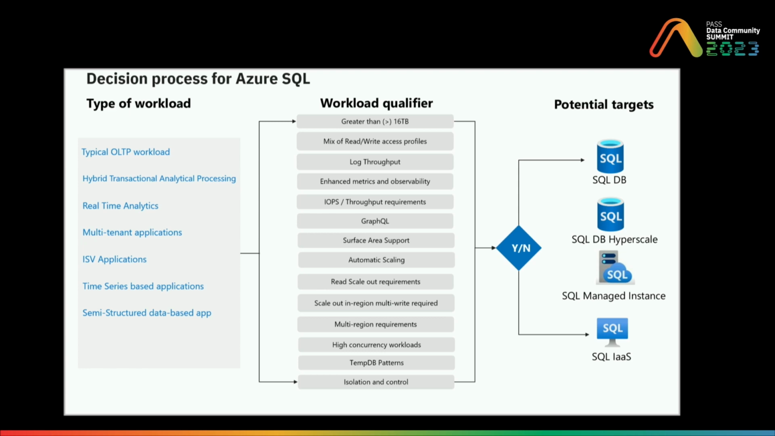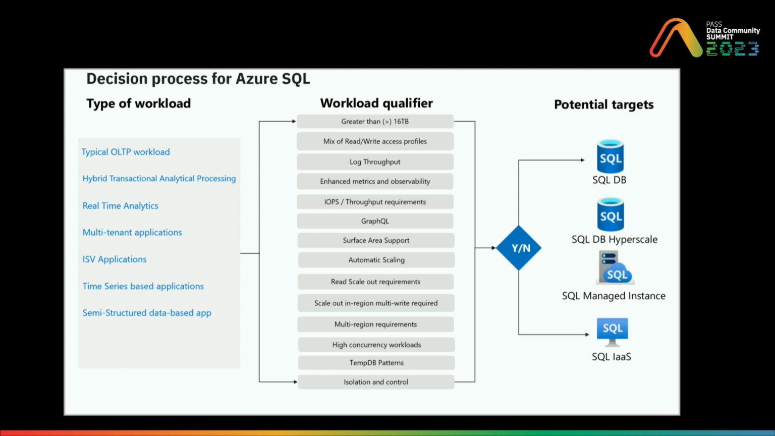there are several types of workloads possible on your on-premises, and some of these are listed here. Then there are some workload qualifiers. Definitely size of database is on the top, because now 16 TB is just a number written, because on SQL MI currently you can have a 16 TB database at max. But if it is beyond that, then what should be done? Below that also there are so many options.